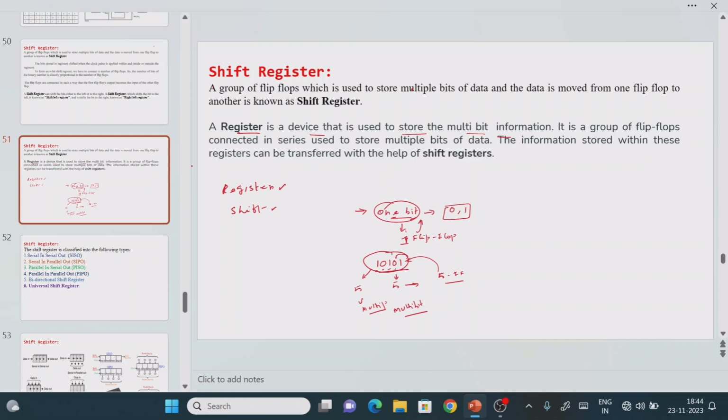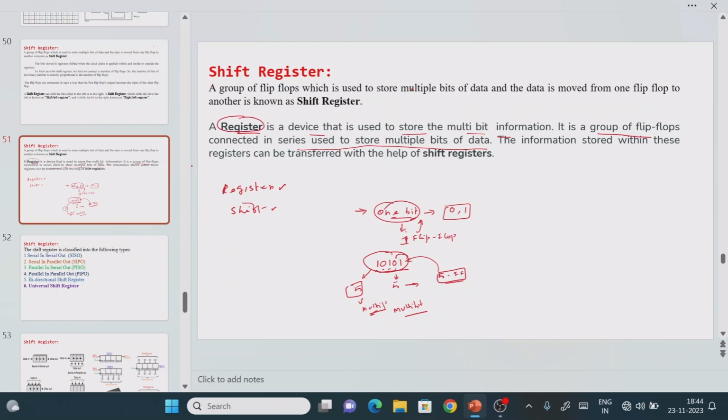Now see how we can make the register. If you want to store 5-bit information, how many flip-flops are required? 5 flip-flops. It means it is a group of flip-flops connected in series, used to store multi-bit data. So that is what we call the register.